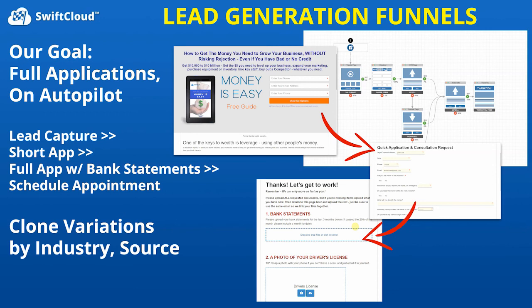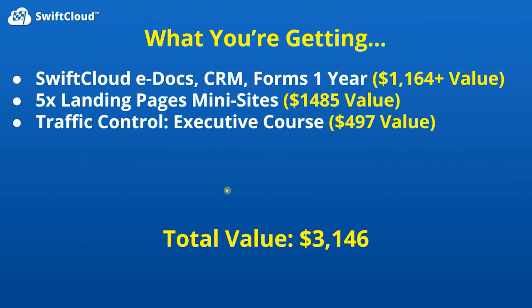So you can also clone variations by industry or by source. So let's say you had financial planners referring you deals, right? Or let's say you had business consultants referring your deals. You could set up a landing page for each one of those sources so that they have their own. And they feel reassured that it's tracked. It even has their logo on it. You got different options.